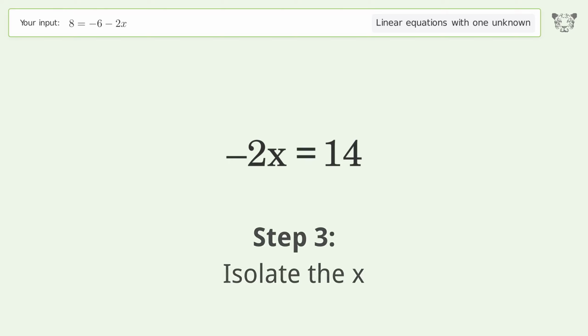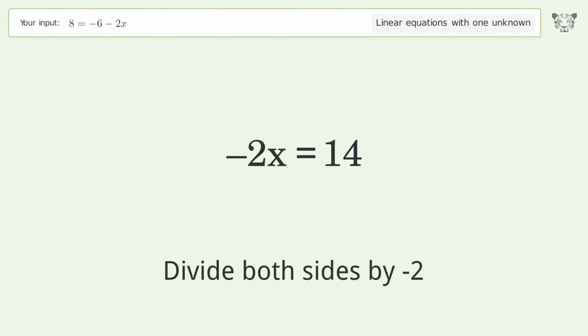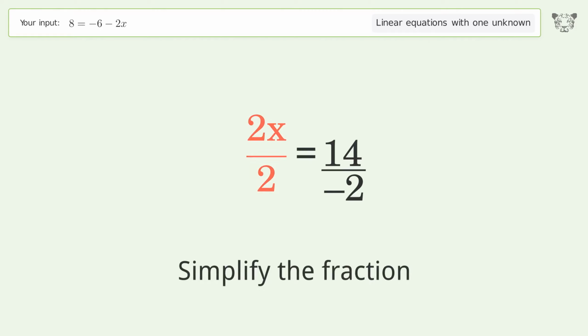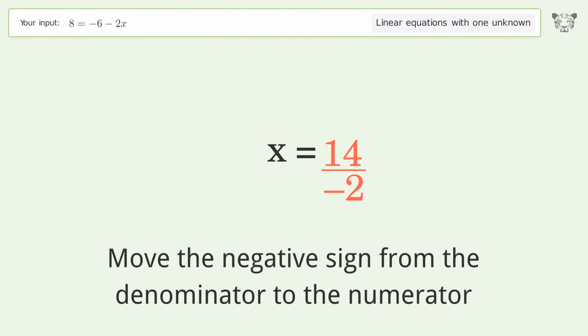Isolate the x. Divide both sides by -2. Cancel out the negatives. Simplify the fraction. Move the negative sign from the denominator to the numerator.